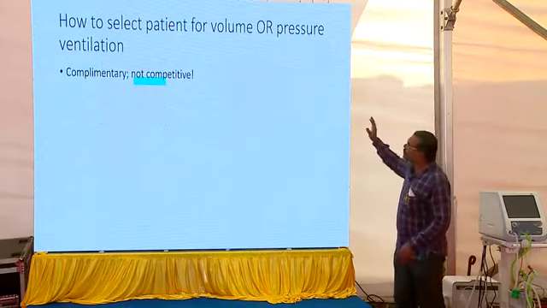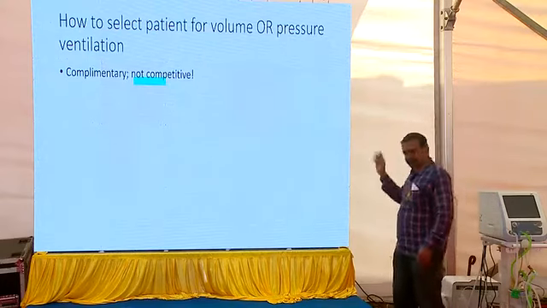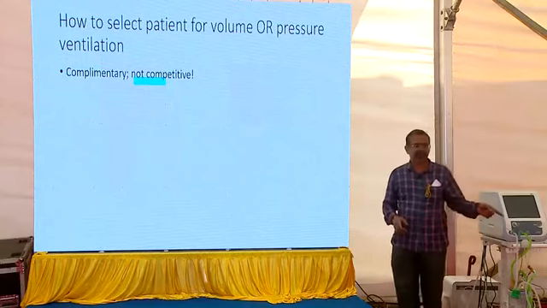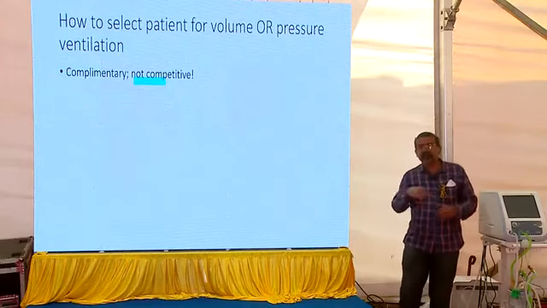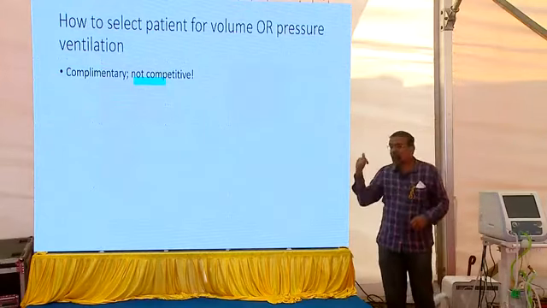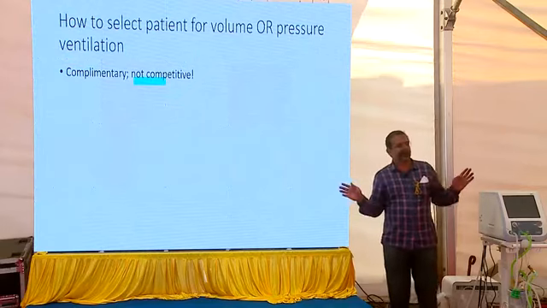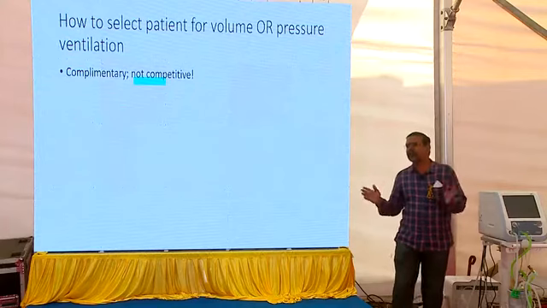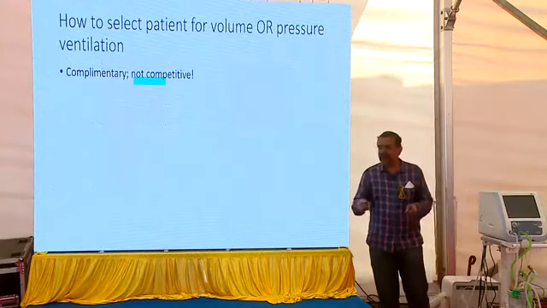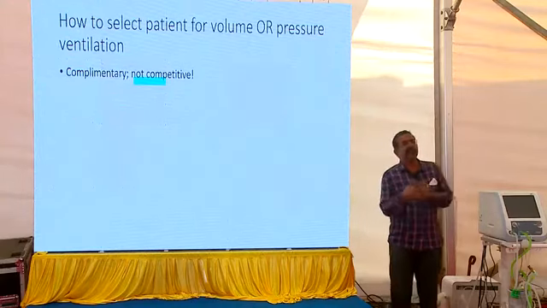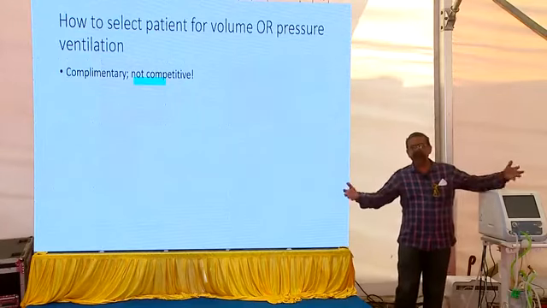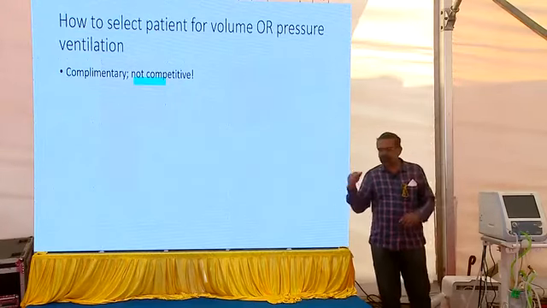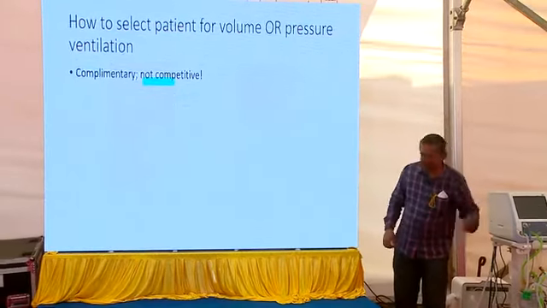Now the better question is how to select a given patient for volume or pressure. So these are complementary modes, not competitive. Don't put competition between them. CPAP and HFNC are competitive, no. Complementary, yes. Similarly, pressure and volume are complementary to each other. If you got both options, then your job is done. So that we'll see one by one.